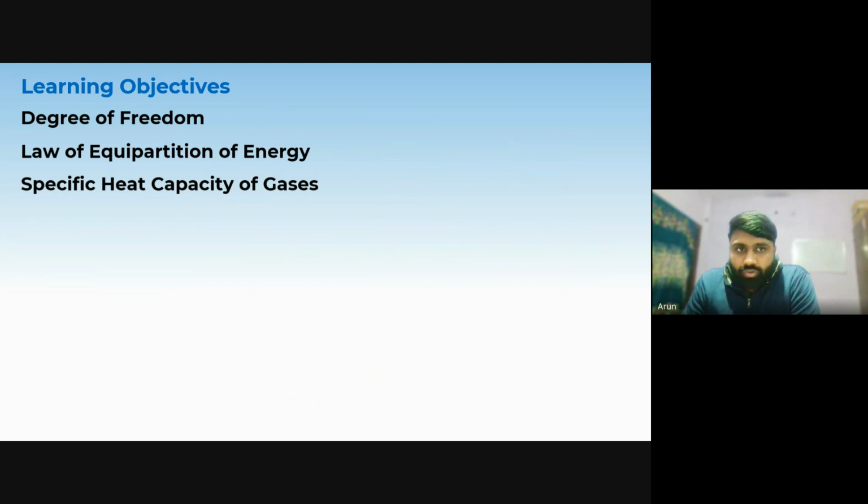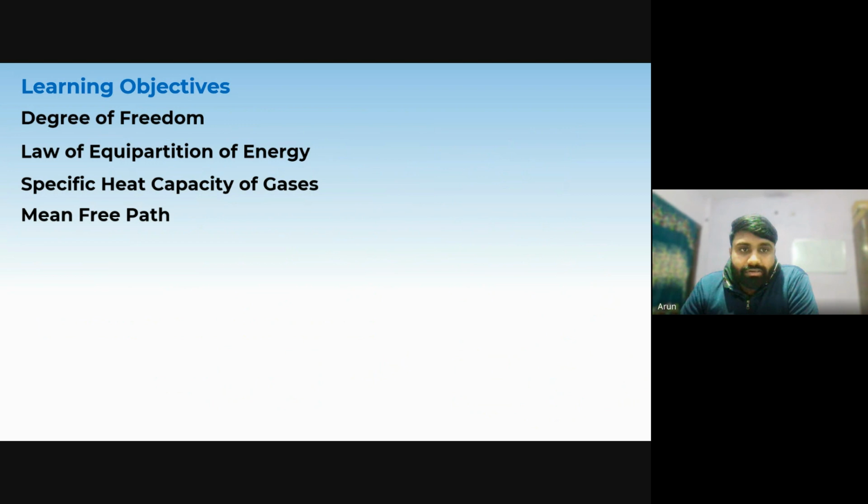Got it? So the specific heat that we are going to learn will also describe what type of gas it is. Is it a diatomic gas? For that, the specific heat capacity has a different value. For monoatomic, it has a different value. And for polyatomic, it has a different value. Okay. And also for solids.